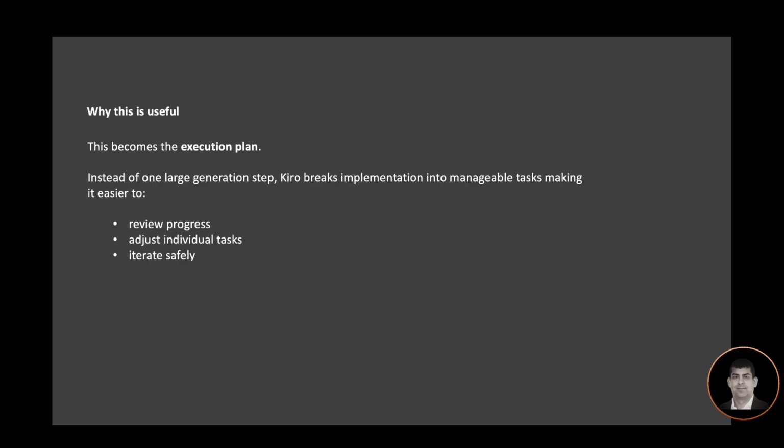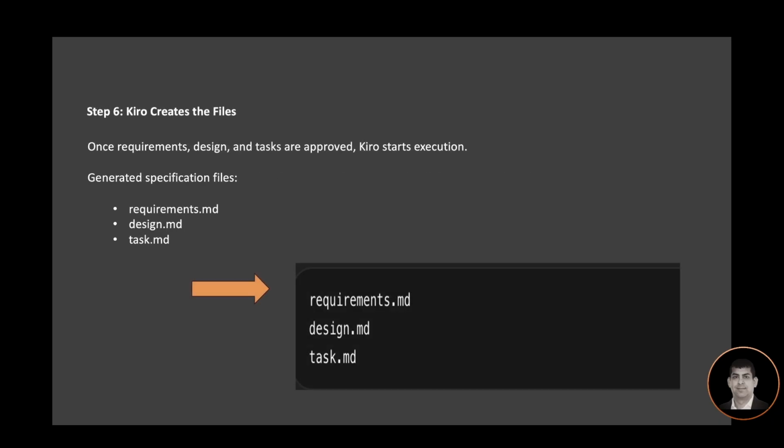So instead of one large generation step, Kiro breaks implementation into manageable tasks, making it easier to review progress, adjust individual tasks, and iterate safely. So now, once requirement, design, and tasks are approved, Kiro starts execution. So you will see that 3 files have been generated: requirement, design, and task.